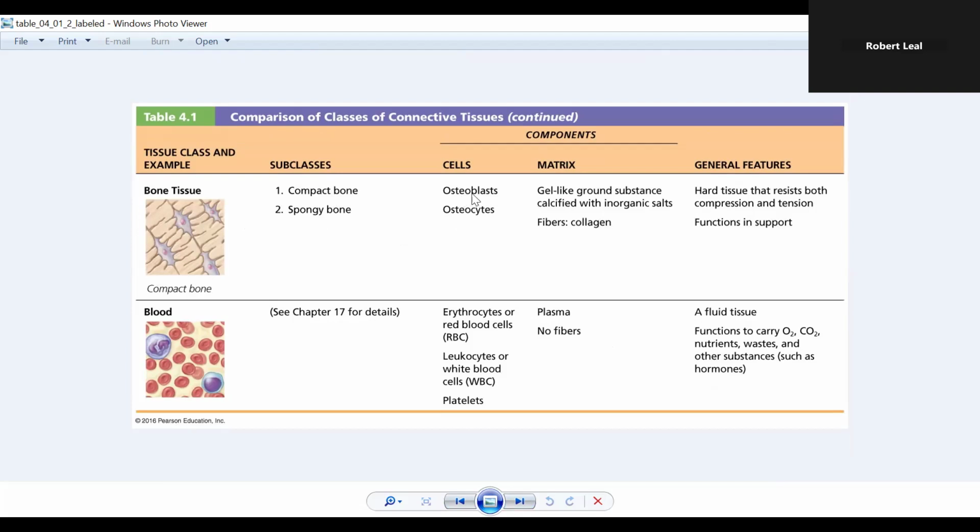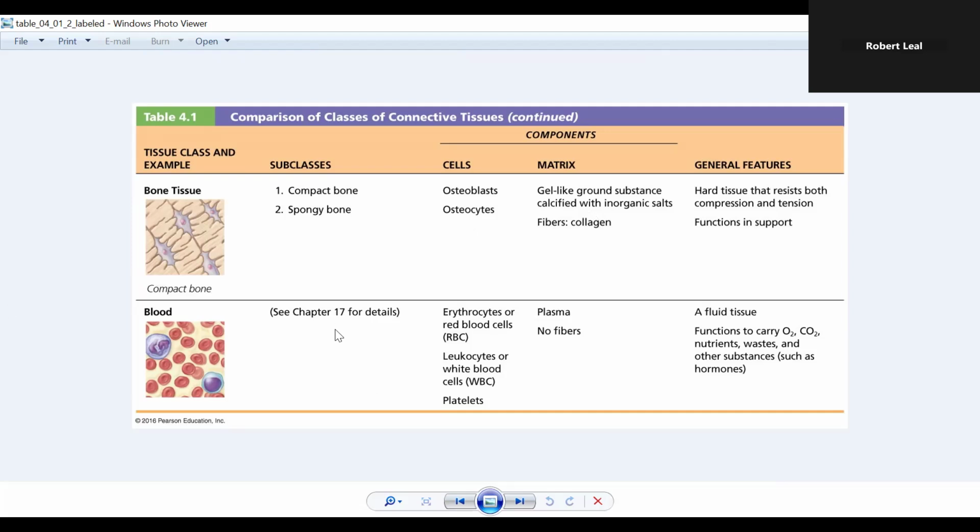The cells, if they're immature, they're referred to as osteoblasts. And then when they get trapped within the bone, they're mature. You refer to them as osteocytes. The fiber types in bone to resist stress: collagen.